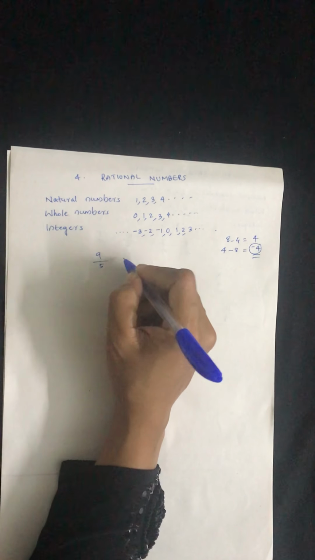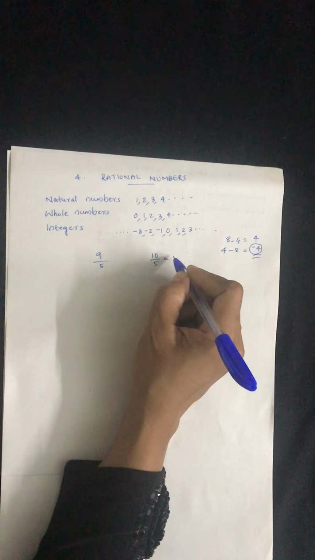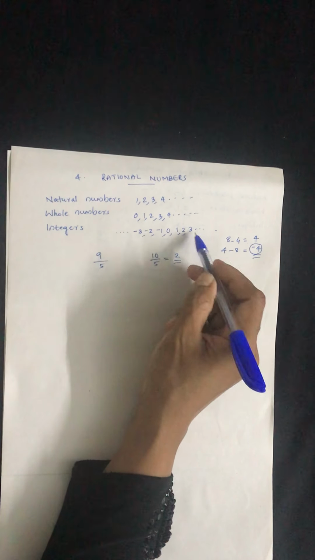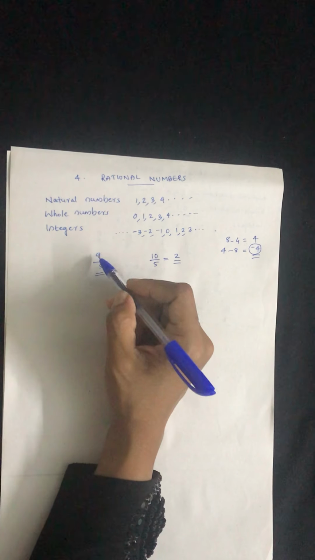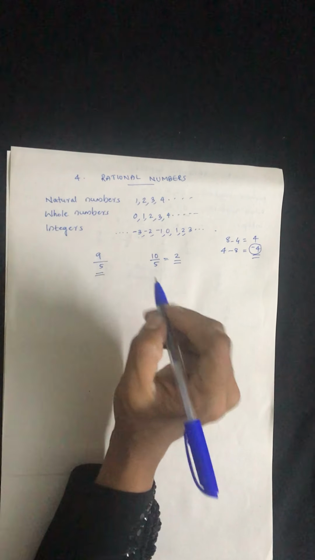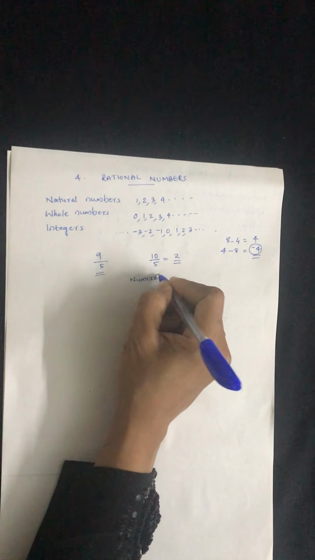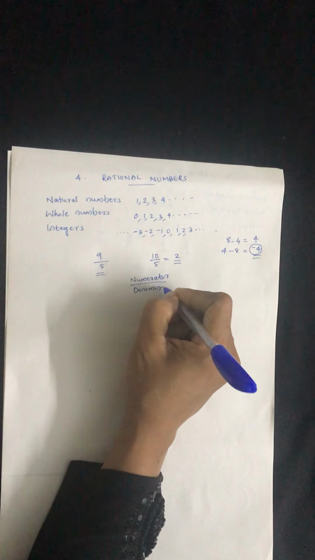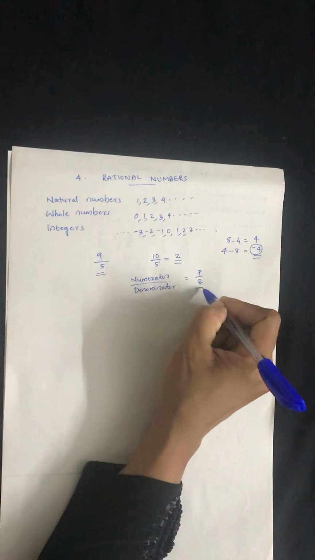Some other case: if you take 10 by 5, when we divide 10 by 5, we will get a perfect number 2, which is an integer. 2 is included in the set of integers. But 9 by 5, this form we can't include in the set of integers. 9 by 5 is in the form of a numerator by denominator. So generally we can write it in the form of p by q.